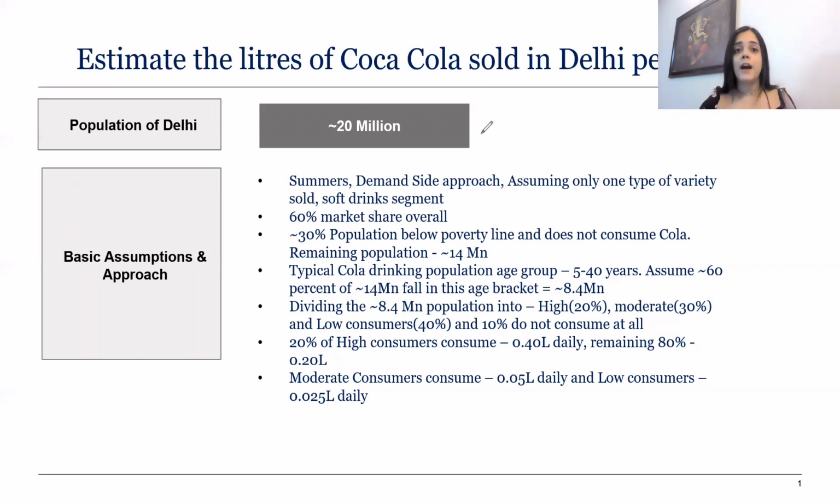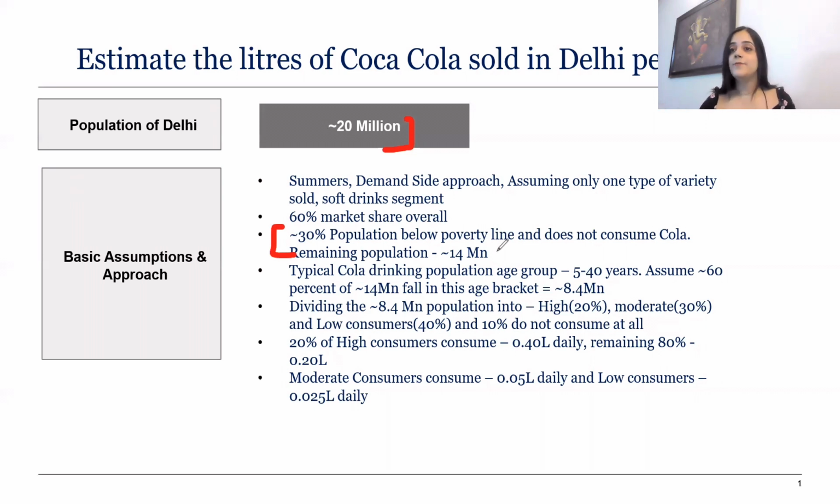Now, out of the 20 million population that we have here, not everybody will consume Coca-Cola, right? So next thing that I've taken is what is the percent of population below poverty line. So I've taken that to be around 30% that is below poverty line, and hence it does not consume cola. And remaining population, that's 14 million, that is what we are concerned with.